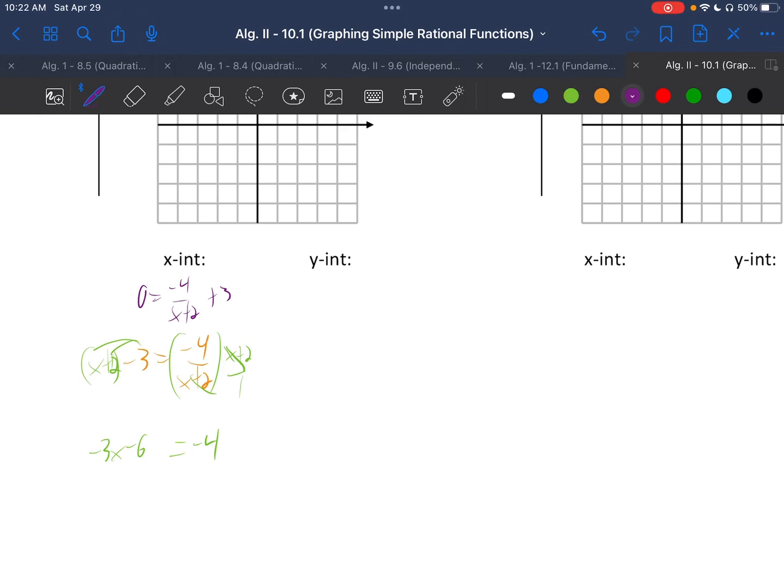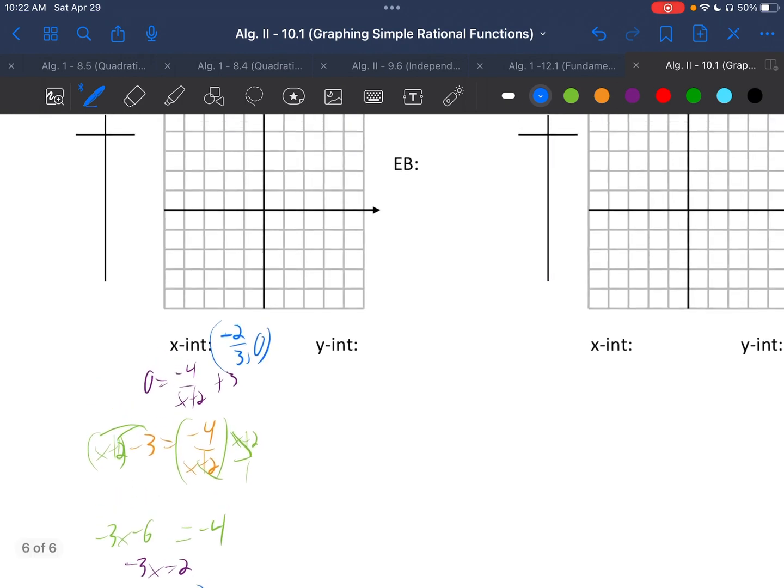So we'd solve by adding 6 and get negative 3x equals 2, dividing by negative 3 to get x equals negative 2/3, giving us a point, negative 2/3 comma 0, because once again, we made y 0. Plot it right about there.